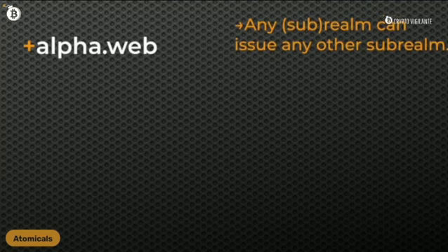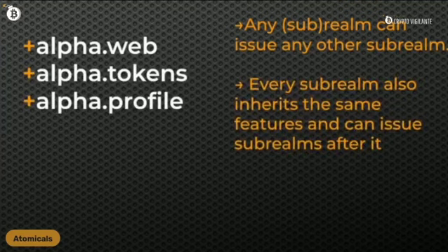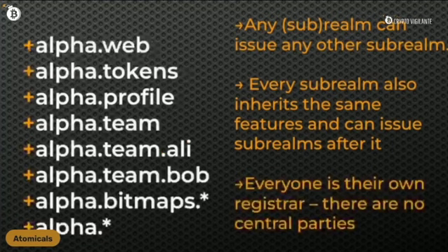But we're going from left to right, not like DNS, which is right to left. You can organize your tokens. Say you own alpha, you could have a website at .web, you could have your tokens at .tokens, or maybe even a social profile. Every subrealm also inherits the same features and can issue subrealms after it as well.